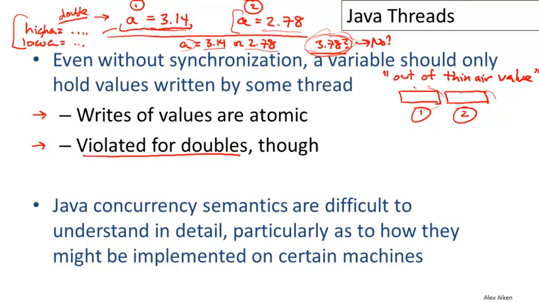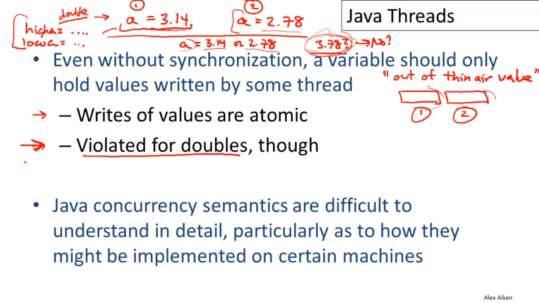Clearly out of thin air values are bad. You do not want those. And Java guarantees, again, that the writes of almost all the primitive data types are going to be atomic, so you can't get out of thin air values. But for performance reasons, this is not the case for doubles.